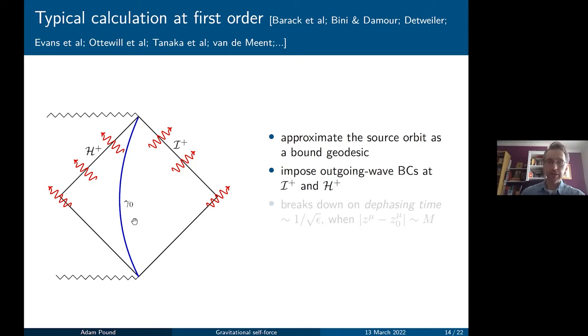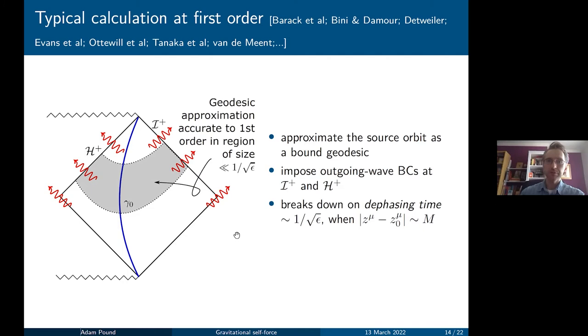And then you think, okay, well, now let's use that to do something. So it was always fairly obvious that this kind of approach is not going to work forever. It's not going to work for all time. It's not going to give you an actual in-spiral, because it's only on short time scales where you can approximate the orbit of the small guy as a geodesic of the large guy's space-time. And so in particular, that approximation breaks down on this time scale called the dephasing time, which is 1 over square root of epsilon. So on that time, the distance between the true orbit and the geodesic that you're using becomes large.